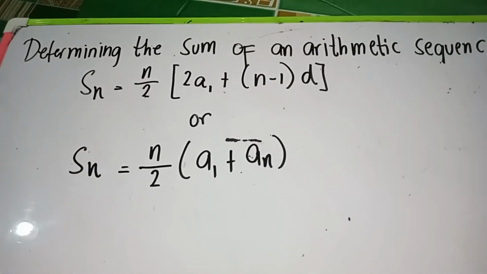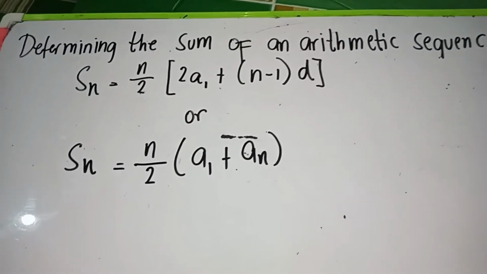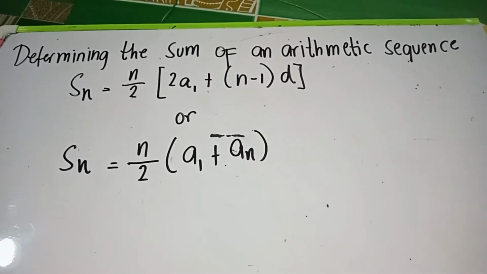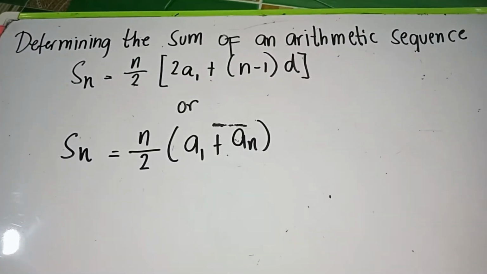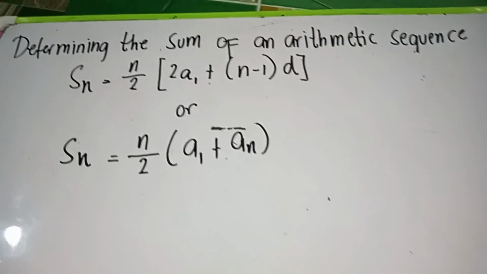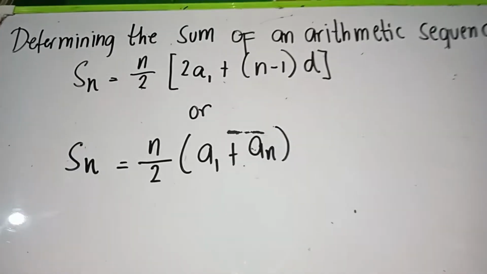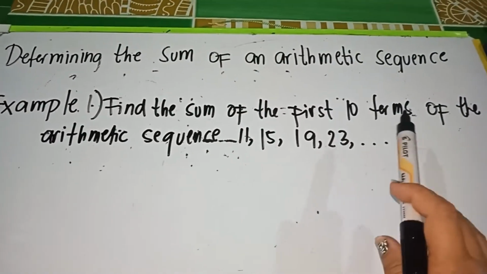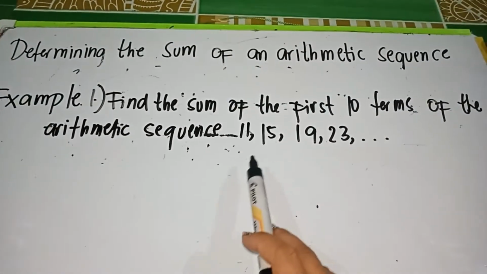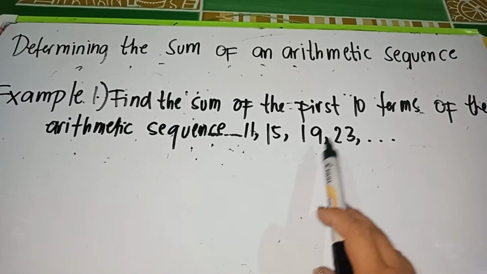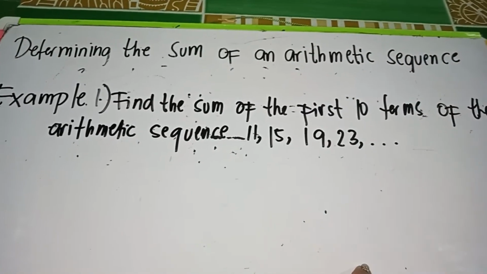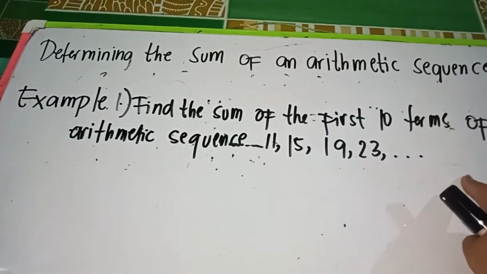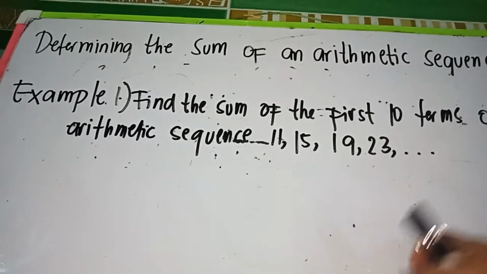Good day, everyone. So our lesson for today is about determining the sum of an arithmetic sequence. So in solving the sum of an arithmetic sequence, we can use either of the two formulas. Our first example is: find the sum of the first 10 terms of the arithmetic sequence 11, 15, 19, and 23. So, kailangan daw nating malaman kung kapag pinag-add mo yung first 10 terms, ano yung magiging sum nila.